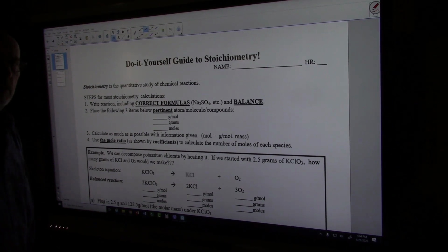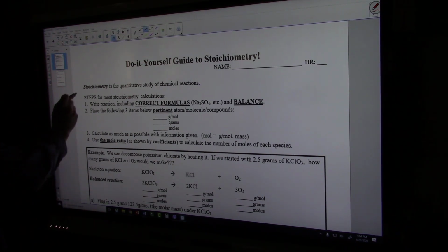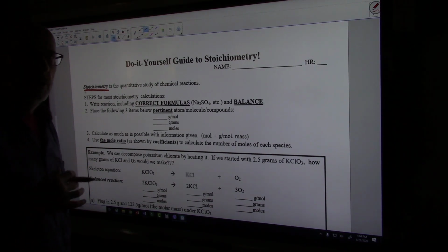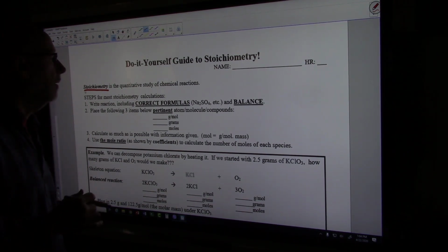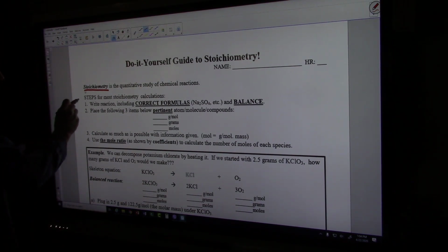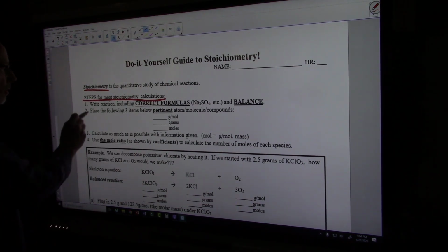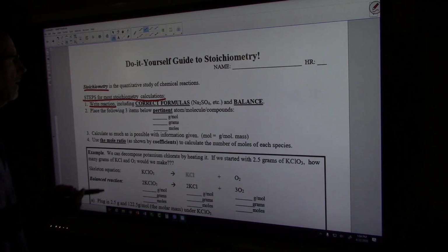I thought maybe it'd be good if you want to follow along here, if things are kind of weird. So the first thing is stoichiometry is the quantitative study of chemical reactions. We want to know how much reactant we need to begin with, and we want to know how much product we should make.